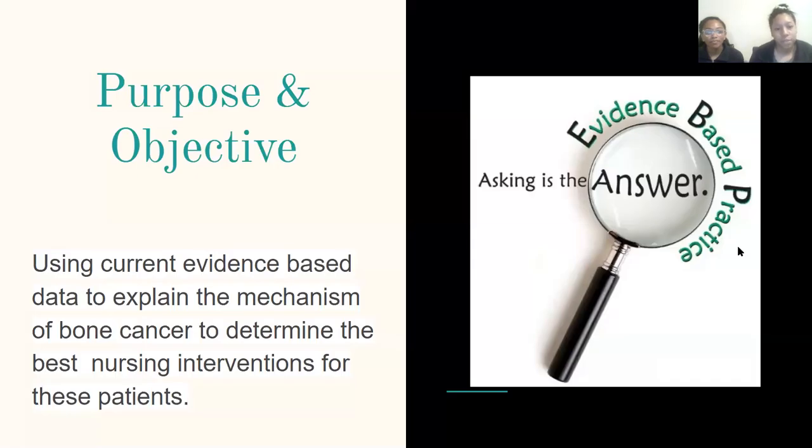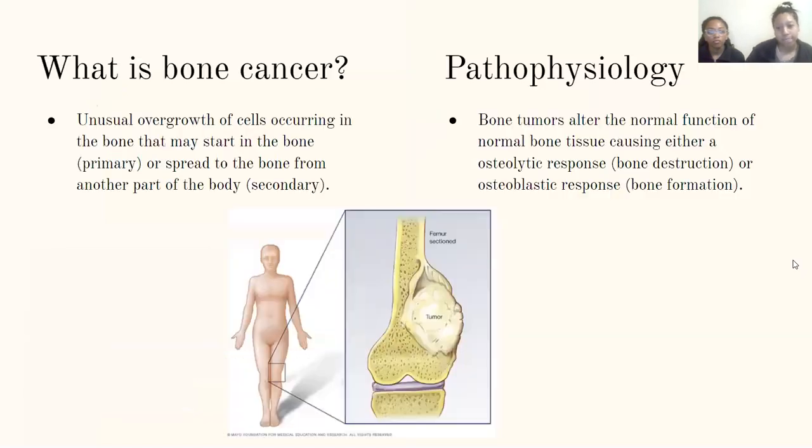So the purpose and objective of our presentation is to use current evidence-based data to explain the mechanism of bone cancer to determine the best nursing interventions for patients. So a little bit about what bone cancer is. Bone cancer is an unusual overgrowth of cells that occurs in the bones. It may start in the bone, which is primary bone cancer, or it may spread to the bone from another part of the body, which is considered secondary bone cancer.